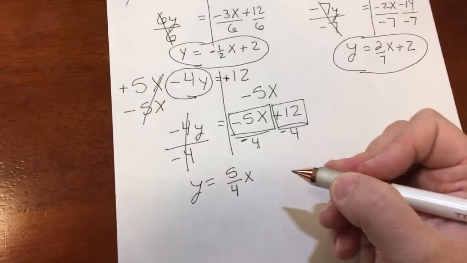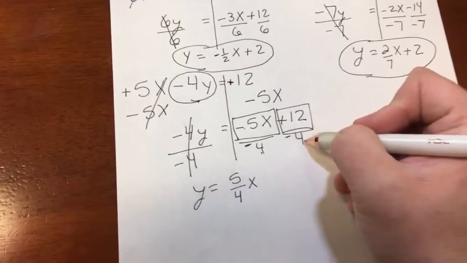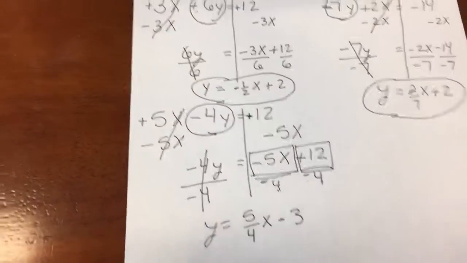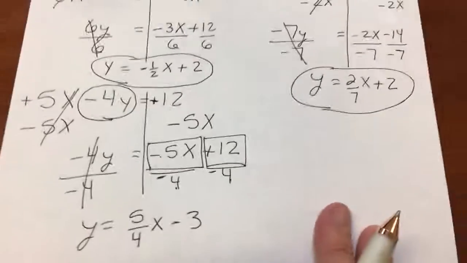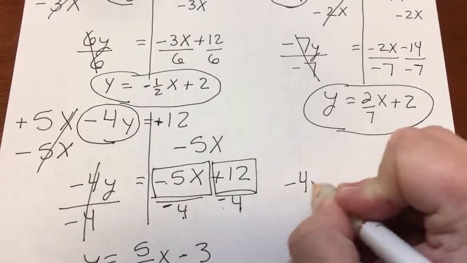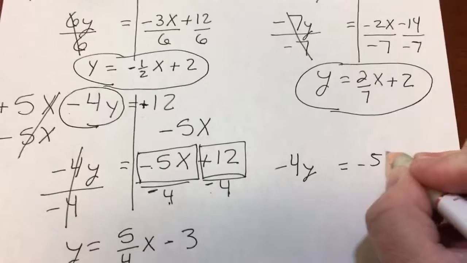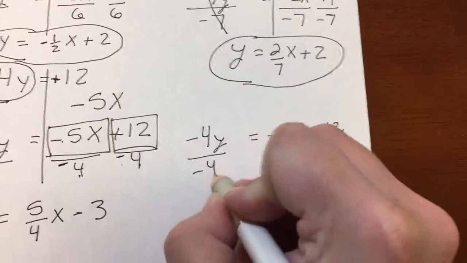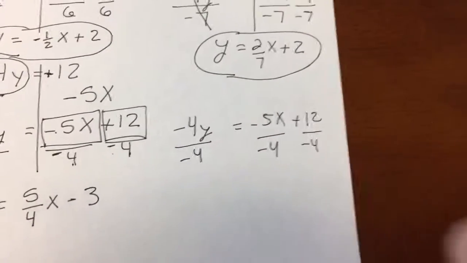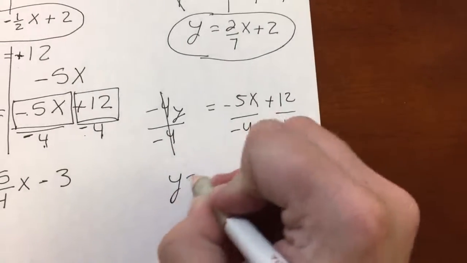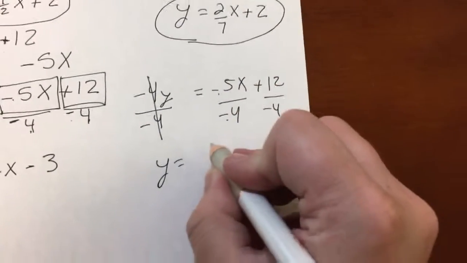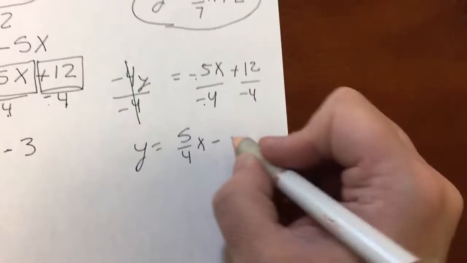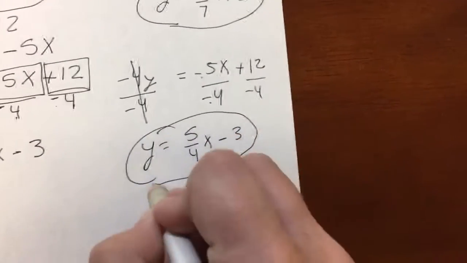Because it's a slope, we're going to leave it as an improper fraction. And 12 divided by 4 is 3, and a positive divided by a negative is a negative 3. I'm going to do this last step again in case I messed you up with those boxes. I had negative 4y equal to negative 5x plus 12, and I'm going to divide all of this by negative 4. That goes away. Negative divided by negative is positive. Positive divided by negative is negative. And 12 divided by 4 is 3. And that's how I get my answer.